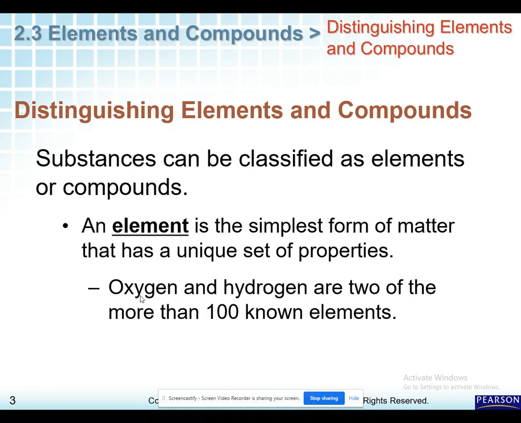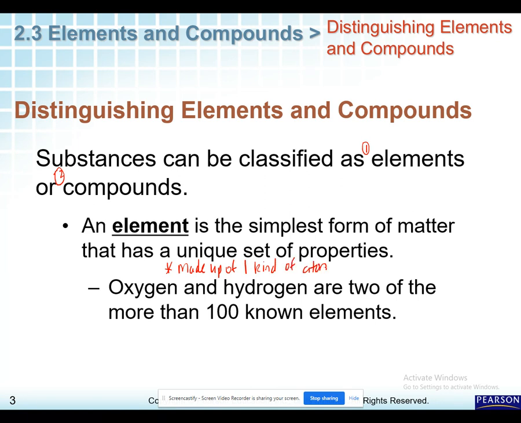So substances can be classified two different ways. The first way is as an element, and the second way as a compound. We're going to talk about each of these separately so we can define them for you. An element is the simplest form of matter, and it has a unique set of properties. I like to tell people that an element is made up of one kind of atom.